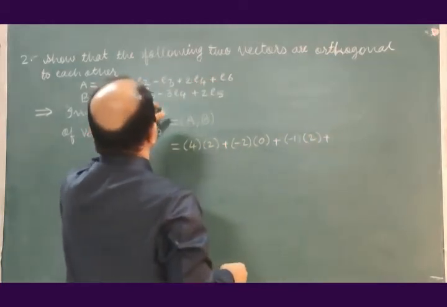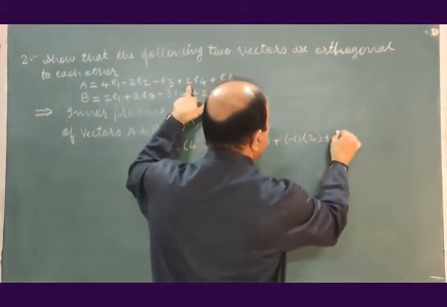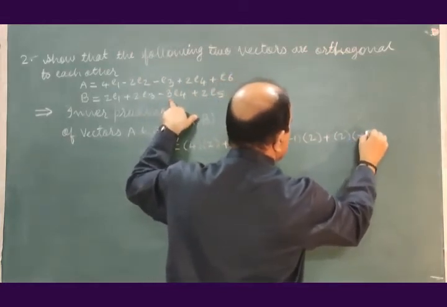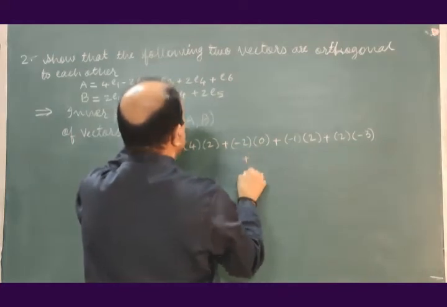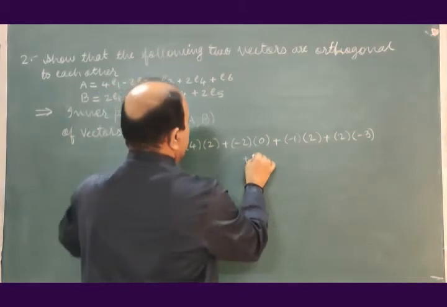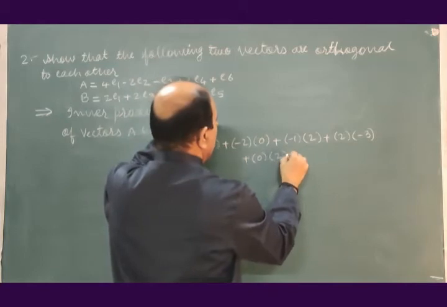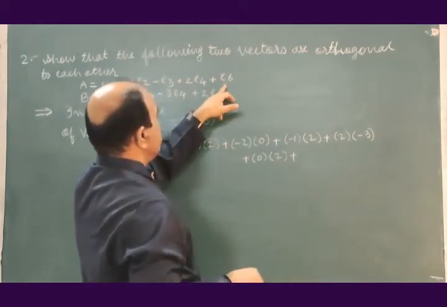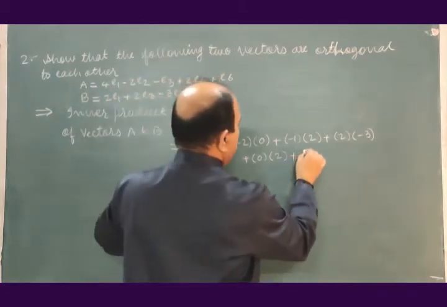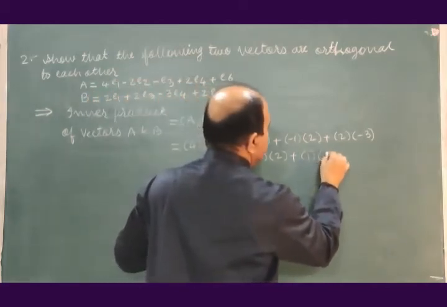plus E4. So this A4 is 2 into B4 is minus 3, plus E5 here, E5 is not there in A. So A5 will be 0 and B5 will be 2, plus A6 is here, B6 is not there. So here A6 is 1 into B6, which is 0.